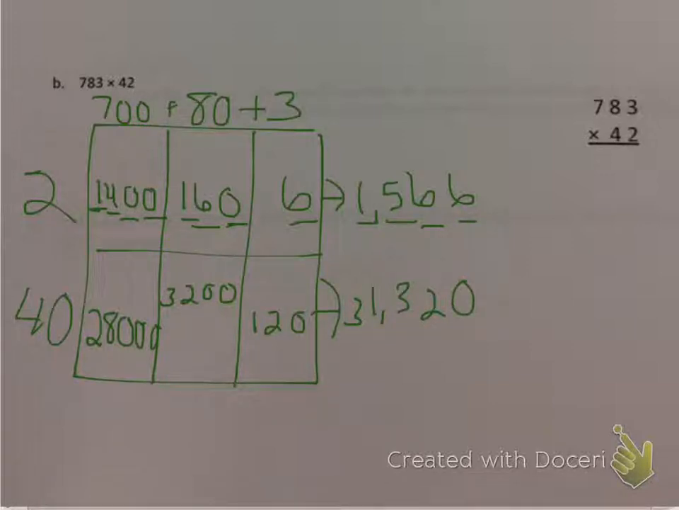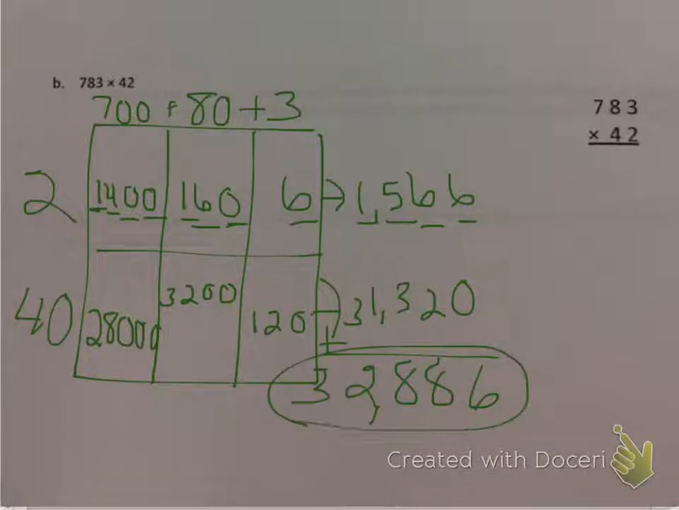And what do I do with partial products? I add them. So I have 6 plus 0 is 6, 6 plus 2 is 8, 5 plus 3 is 8, 1 plus 1 is 2, and 3 plus nothing is 3. Okay, so my answer is 32,886. Now, so I did the area model. Now I need to solve using the standard algorithm. So let's do that.